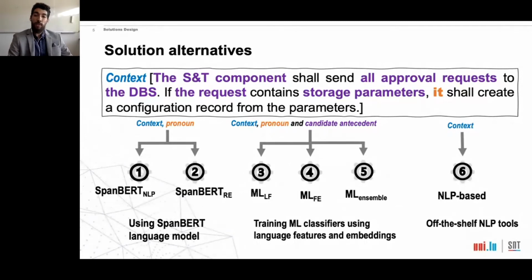The last solution uses off-the-shelf NLP tools in combination. We use 2 coreference resolution tools and combine their outputs. If both tools agree, if both provide the same resolution, then the pronoun is unambiguous and the resolution is the one that they provide. If they disagree or provide different resolutions, then the pronoun is deemed ambiguous.